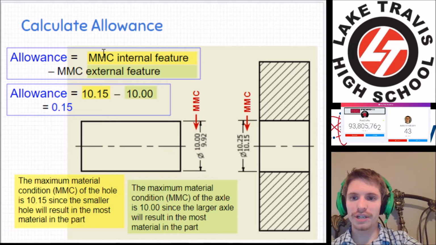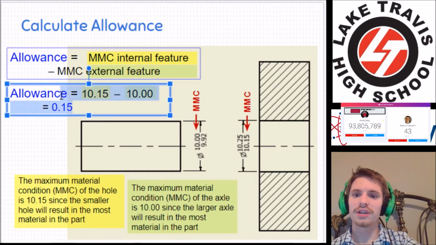So here's an example of calculating it. MMC internal minus MMC external. So we look at this axle going into the hole. MMC for the axle is very, very big, as big as it can get, 10. And the MMC for the hole is as small as it can get, 10.15. We subtract those and we get 0.15. So there will be a clearance here. This is a clearance condition. This is a clearance fit.